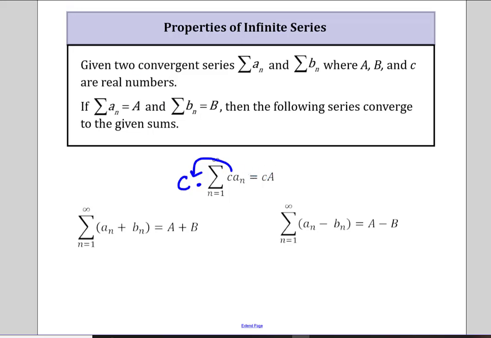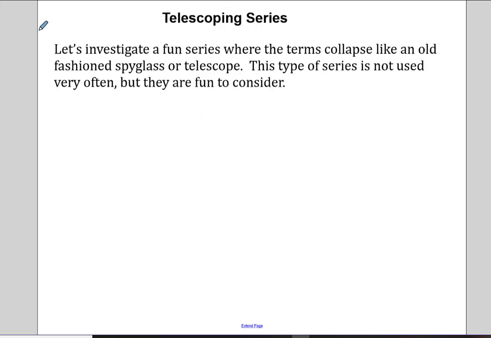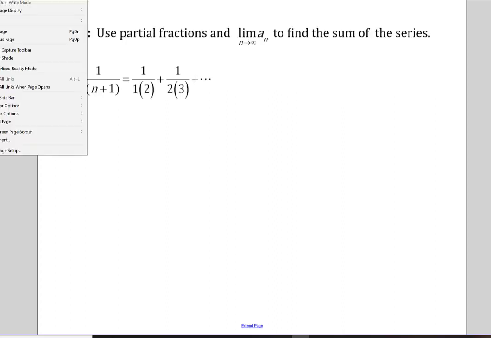In the other two properties, we've already seen this in the previous example, you can rewrite that infinite series as two separate series, find each summation, and then add them together or subtract them, as the case may be. Let's investigate a fun series where the terms collapse like an old-fashioned spyglass or telescope.